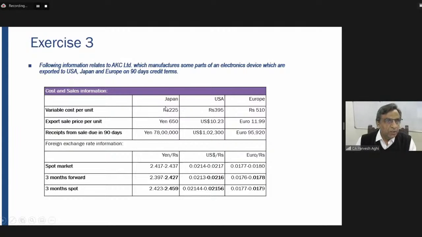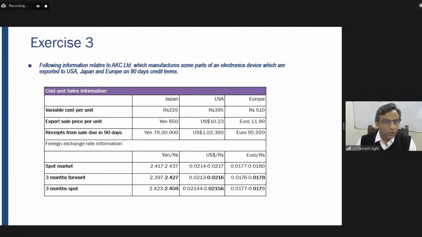Variable cost per unit in Japan, USA, and Europe: for Japan it is 225 rupees, for USA it is 395 rupees, and for Europe it is 510 rupees. The export sale price per unit is also given: in Japan it is 650 yen, in USA it is $10.23 per unit, and in Europe it is 11.99 euros per unit. They are going to receive the money in 90 days, and the total money they will receive from Japan is going to be 78 lakh yen.